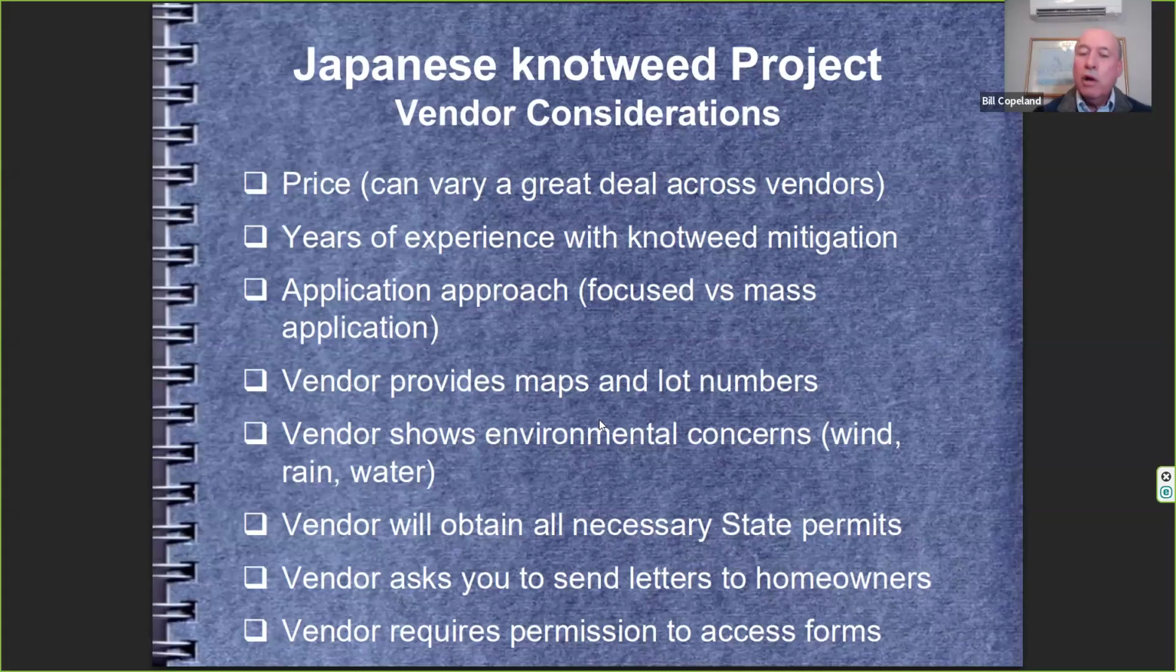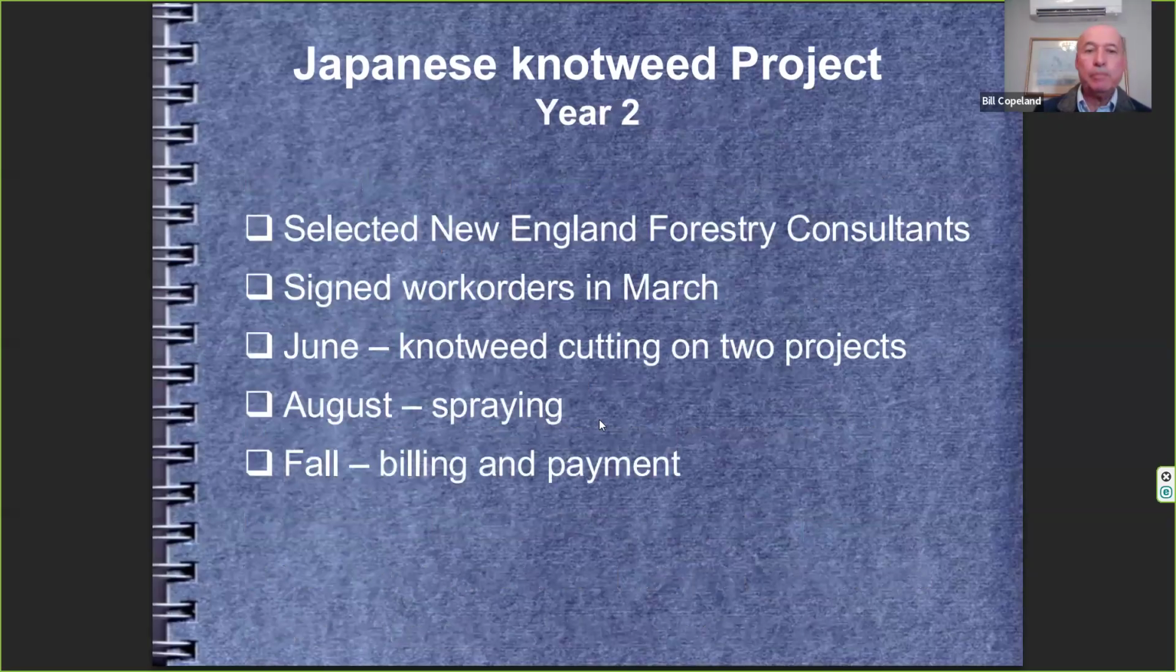The vendor should also obtain the necessary state permits. That's just another layer that you don't need to get involved in, and you want a vendor that's going to do that for you. Something that we had not considered initially is that the vendor asked us to send letters to the homeowners along these properties, just to let them know what was going on and the timing. In some cases, you would need to get special permission for that vendor to access a person's property. That was something that we found along the way.